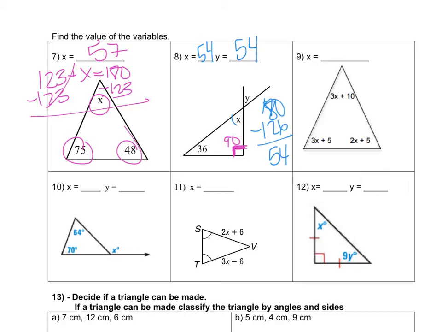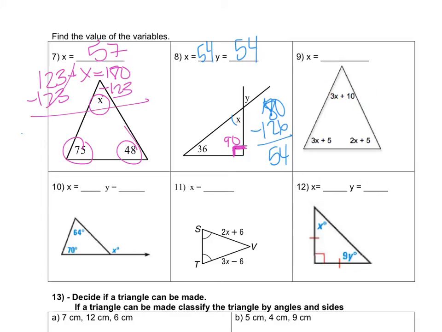Okay, on number 9, your picture does not look like this. I think this angle right here is just x. I want you to change it to make it 3x plus 10. If you don't change it, you're going to get some crazy fraction, and we don't want that. So you're changing number 9 to 3x plus 10. So instead of x, it's 3x plus 10.